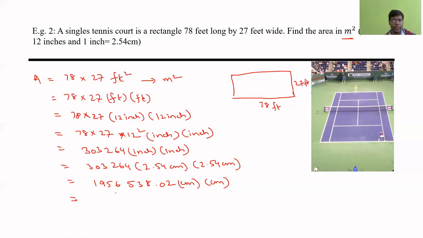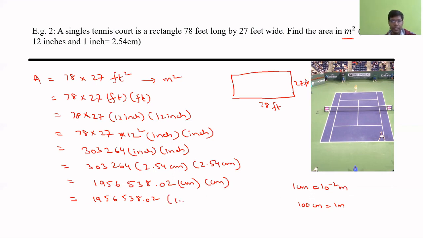Let's round off in the end. We know that 1 centimeter is equal to 10 power minus 2 meters. Centi is the prefix, 10 power minus 2. Or otherwise, you can understand it this way: 1 meter has 100 centimeters. So 1 meter is equal to 100 centimeters. Either of them you can use. So 1 centimeter is 10 power minus 2 meters.